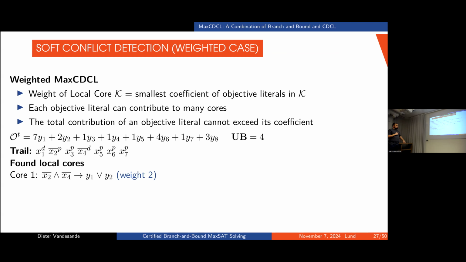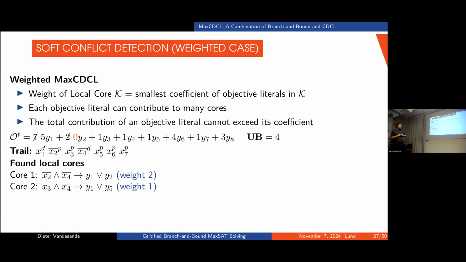So first, let's consider that we have found this local core. Then we have y1 and y2 in the core, and the minimum coefficient is 2, so the weight of this core is also 2. So what we now do is we subtract the weight of the core from the coefficients of its literals. And then y2 gets coefficient 0, so we cannot use it again.